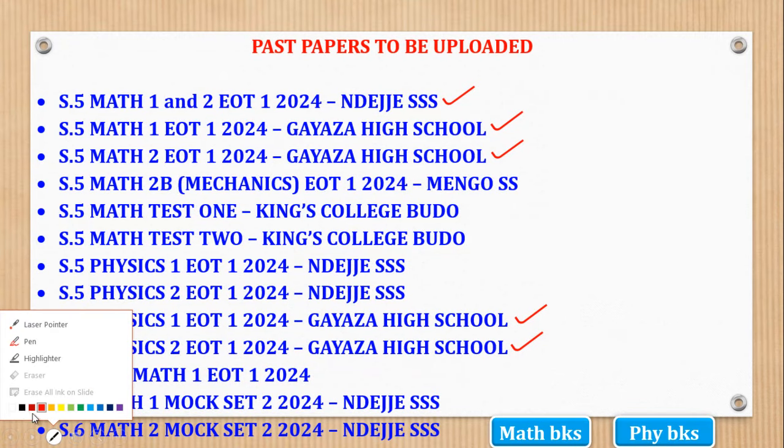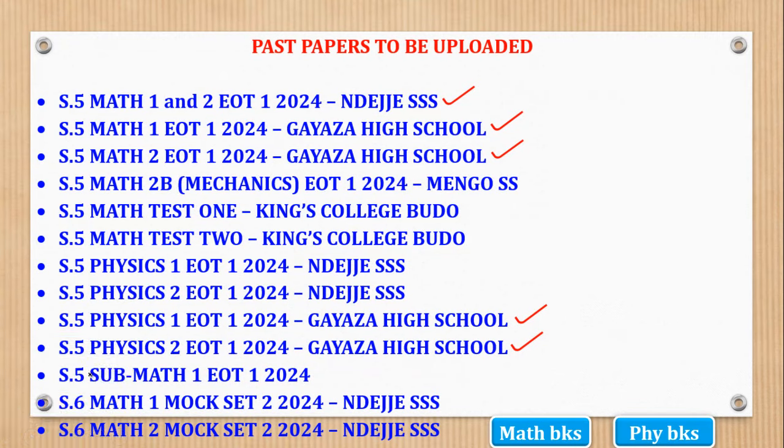So these are some of the papers we hope to upload. This holiday we are interested mainly in Senior 5 students. That's why I'm uploading past papers from different schools, etc., Gayaza, King's College, Budo, and Mengo SS also. I'm interested more in Senior 5 because A-Level is somehow different from O-Level. So I welcome you to A-Level.